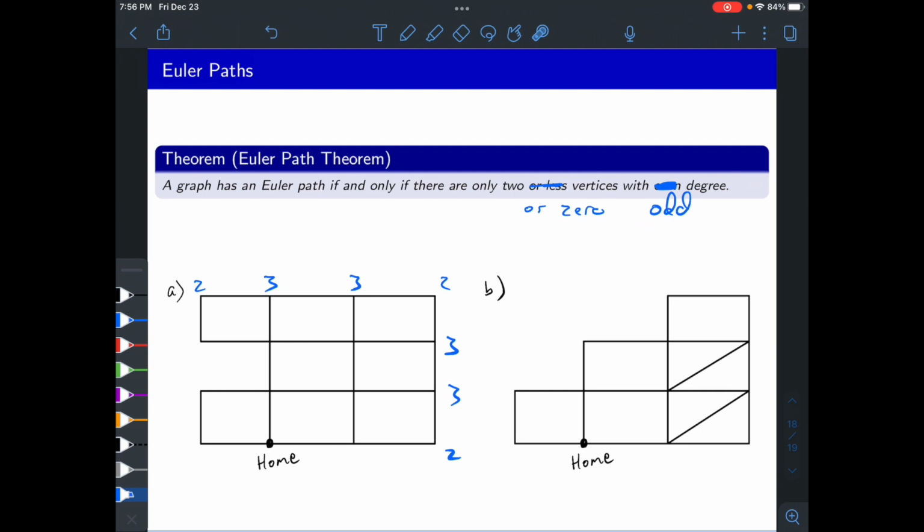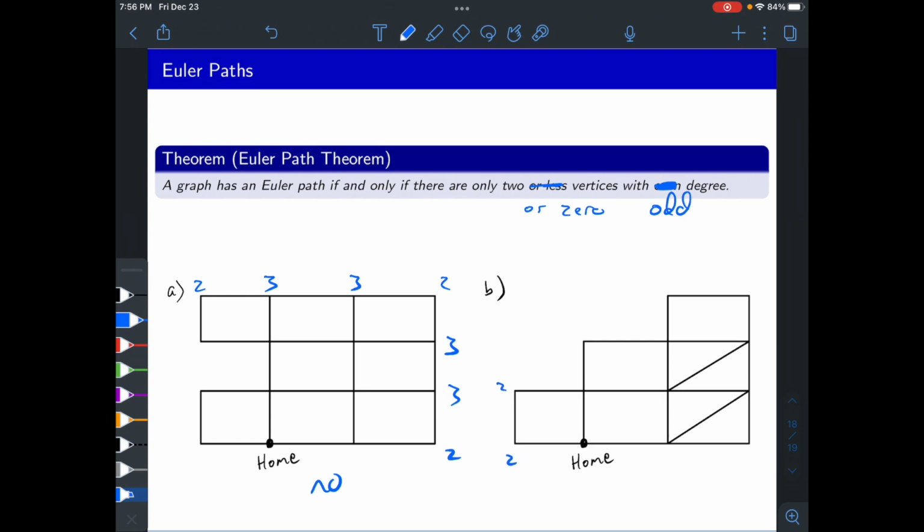Okay, so there has to be 2 or 0 vertices with odd degree. If there are no vertices with odd degree, that means everything is even, and then there must be an Euler circuit according to the previous theorem. If there are 2, then there will be an Euler path. So this one right here has more than 2 odd vertices, and so this again would be a no. But what about this one over here?